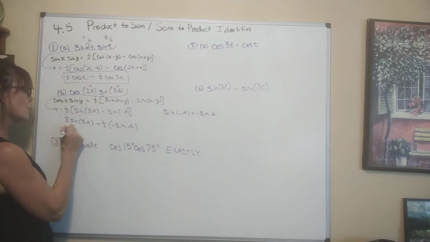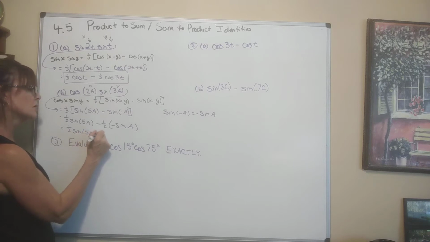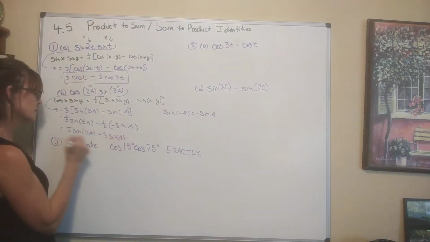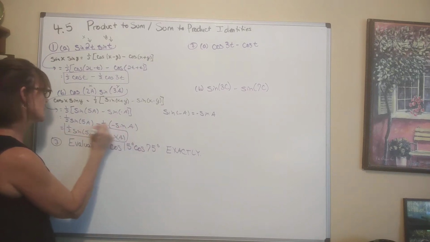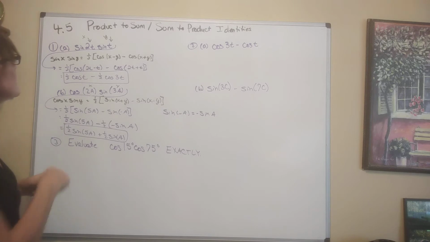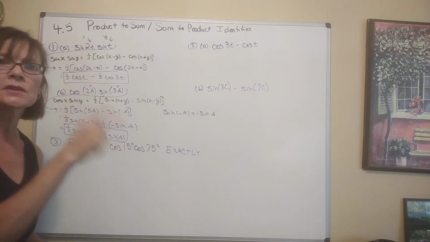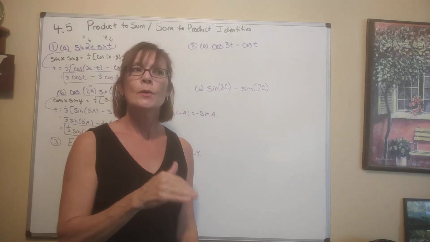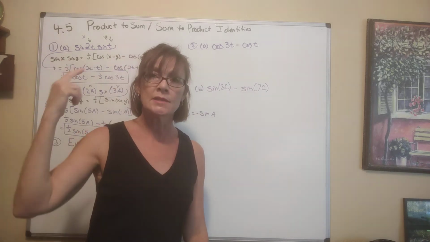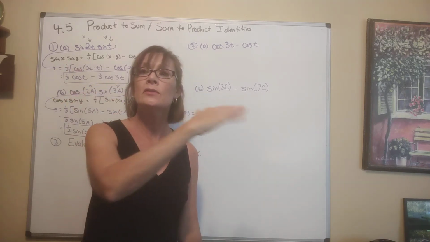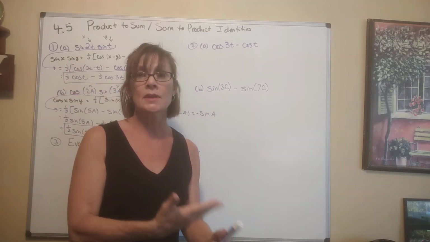So I have 1/2 the sine of 5a plus 1/2 the sine of a. I want you to pay attention to this. I did not set out at the beginning and decide to turn this into a sum. I looked at what I'm given and applied the identity, and whatever it turned into, either a sum or a difference, that's what it ended up being.